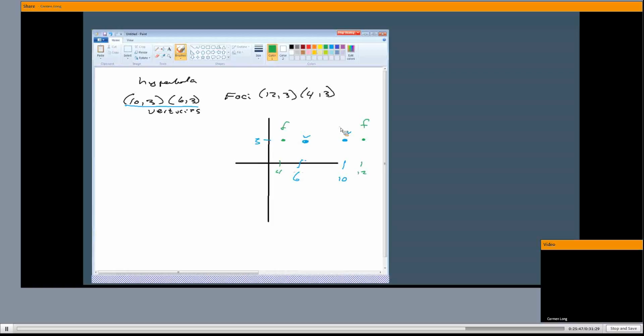So what does that tell me and why is that important? That tells me that the x part of the hyperbola goes first. And I know it's a minus because it's a hyperbola. Oops, that may not be a minus.